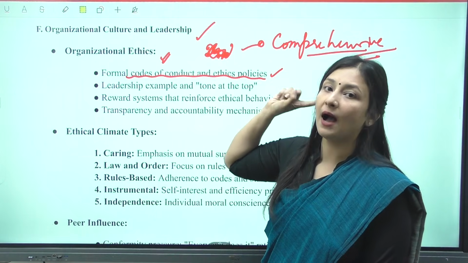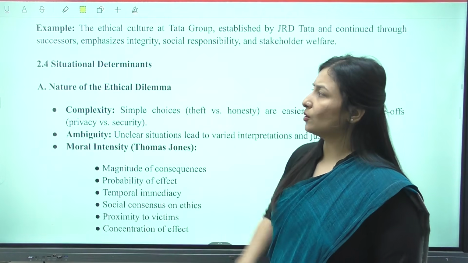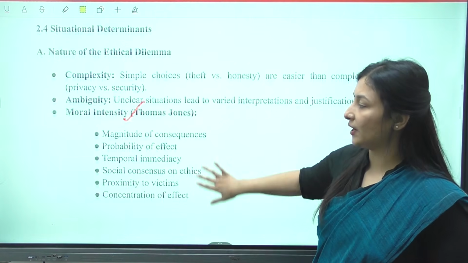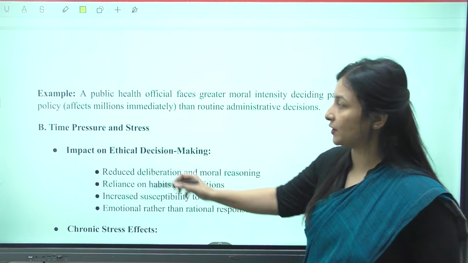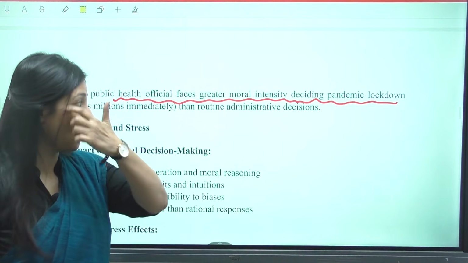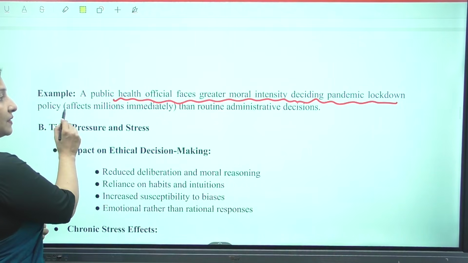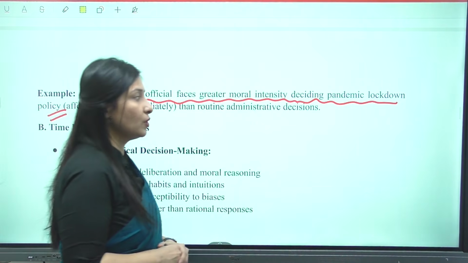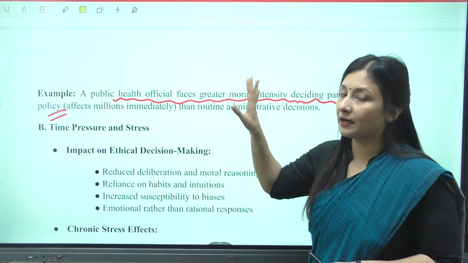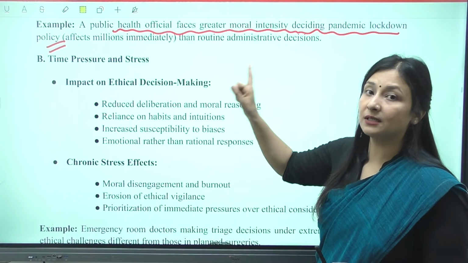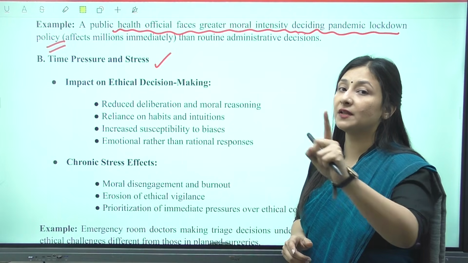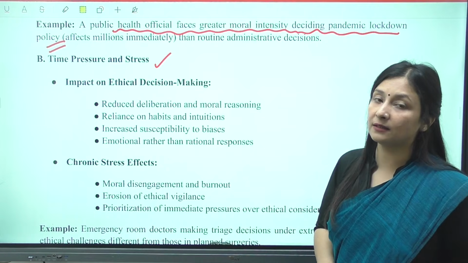Again, UPSC in its PYQ has asked a question from this part. There are also certain situational determinants: how intense is the act, and what is the nature of the ethical dilemma? For example, a public health official faces greater moral decision-making pressure during a pandemic lockdown. What happens in that policy decision-making? What is he going to do, compared to the routine administrative decisions he takes? This is the kind of moral dilemma you are going to face. What about time, stress, and pressure? Even these lead to situational determinants of decision making in ethical case studies.